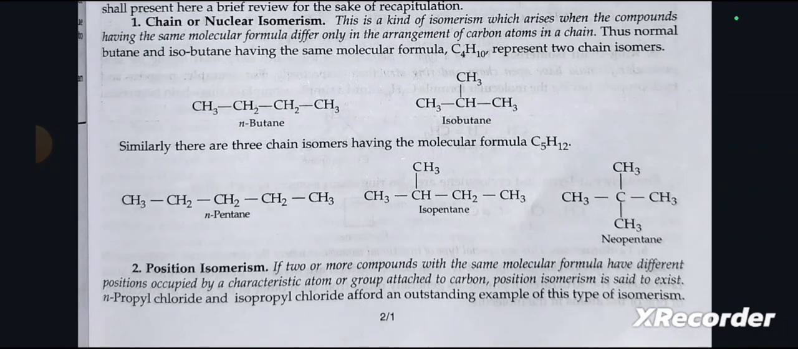Similarly, there are three chain isomers having the molecular formula C5H12. CH3, CH2, CH2, CH2, CH3 is pentane. CH3, CH, CH2, CH3 with CH3 on the second position is isopentane. CH3, C, CH3 with a methyl group on the second position, CH3, is neopentane.